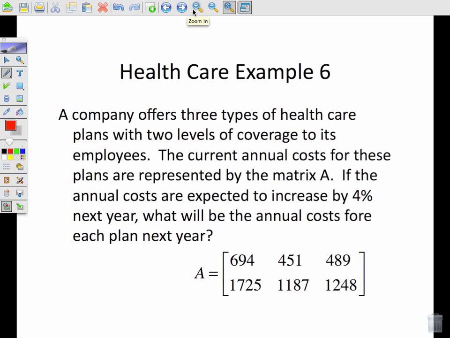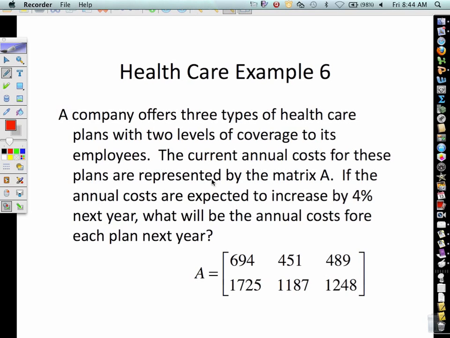All right, let's take a look at a couple application problems. A company offers 3 types of healthcare plans with 2 levels of coverage to its employees. The current annual costs for these plans are represented by matrix A. If the annual costs are expected to increase by 4% next year, what will the annual costs for each plan be?